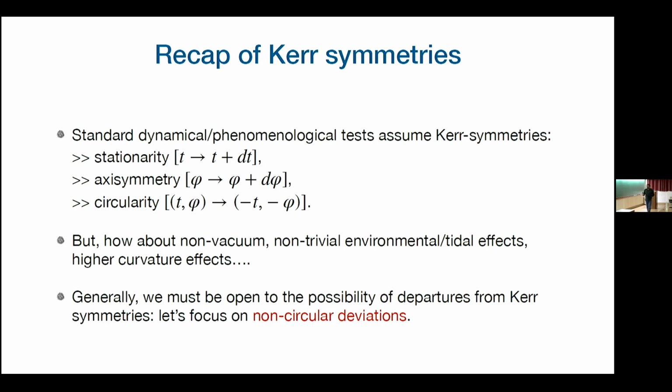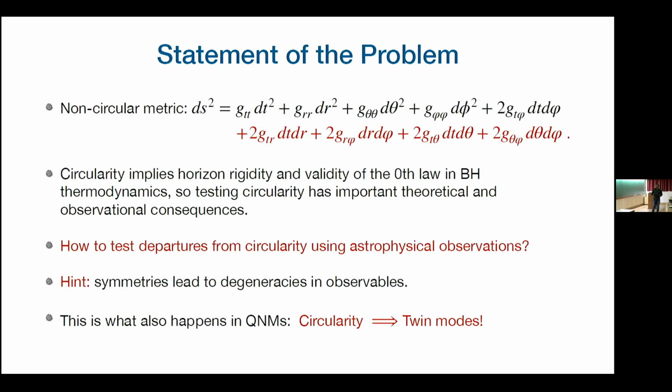Okay, but in most of the astrophysical scenarios, the spacetimes are not isolated, and there could be deviations from these symmetries. In this talk, let's consider non-circular deviation, that is, when the metric... Remember, the Kerr metric has up to this part, which is written in black. But if you have extra terms like t-r, r-phi, etc., that will give rise to non-circularity in the spacetime. And we want to constrain such effects using GW observations.